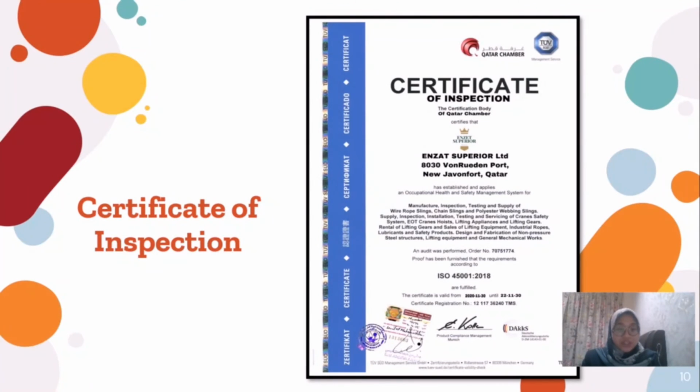Next, we have the Certificate of Inspection. Certificate of Inspection is a document verifying that the product was in excellent condition, usually immediately before use at the time of inspection. In this case, as you can see, we already gained the Certificate of Inspection for the 170 barrels of kerosene or jet fuel.